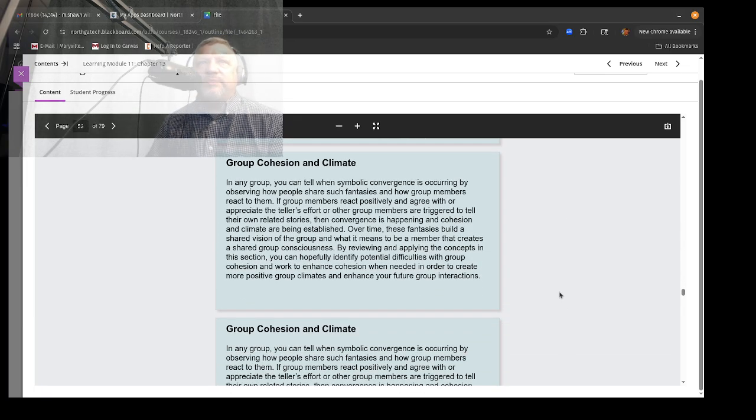In any group, you can tell when symbolic convergence is occurring by observing how people share their stories, their fantasies, and how the group members react to them, right? And I don't mean fantasies in some sort of weird way. I just mean the idea of what this group can accomplish, right?